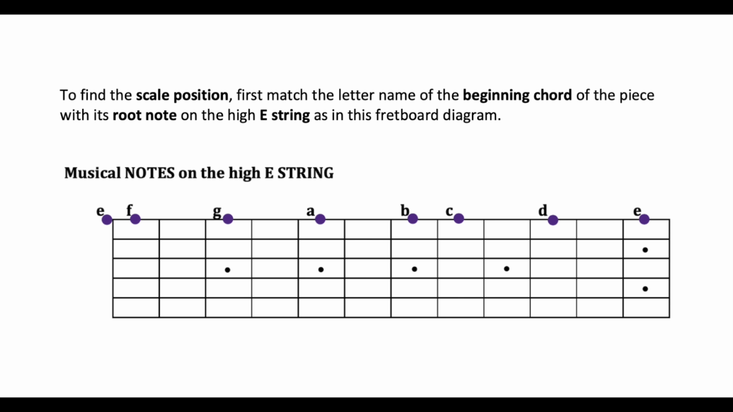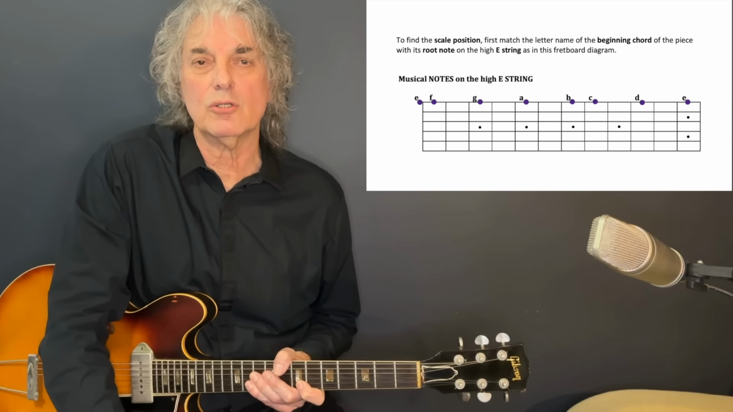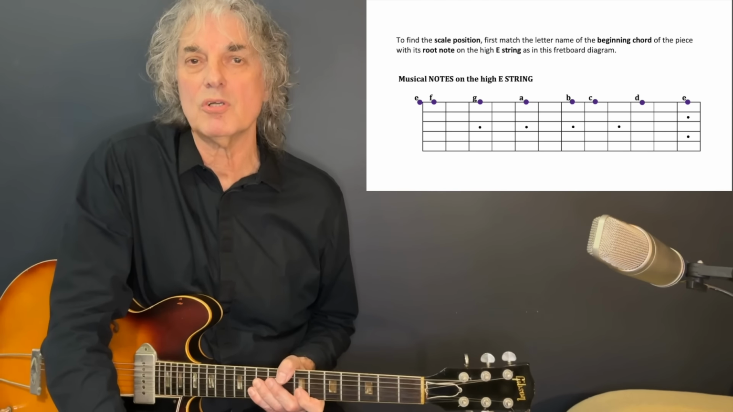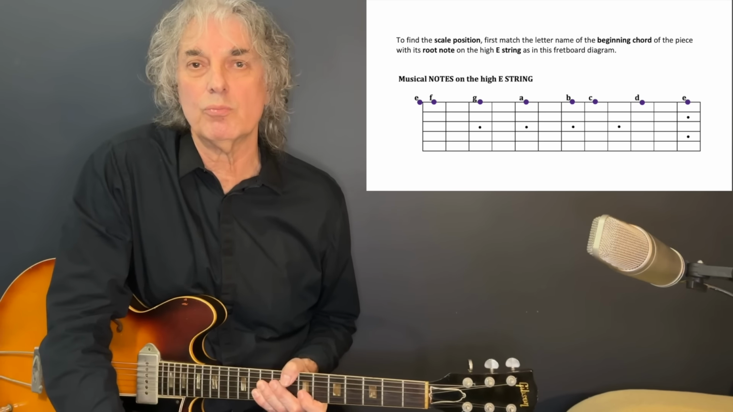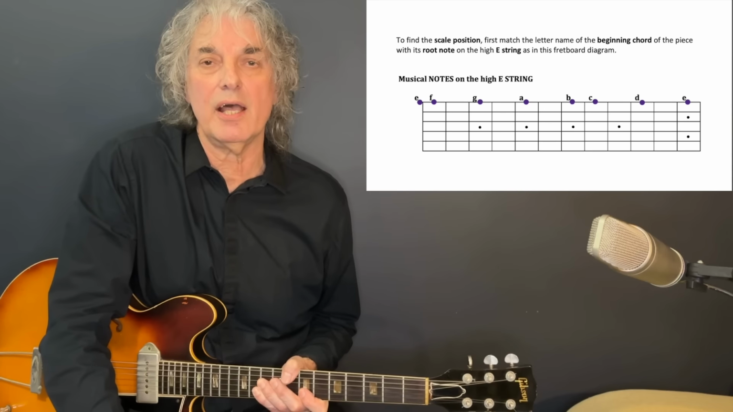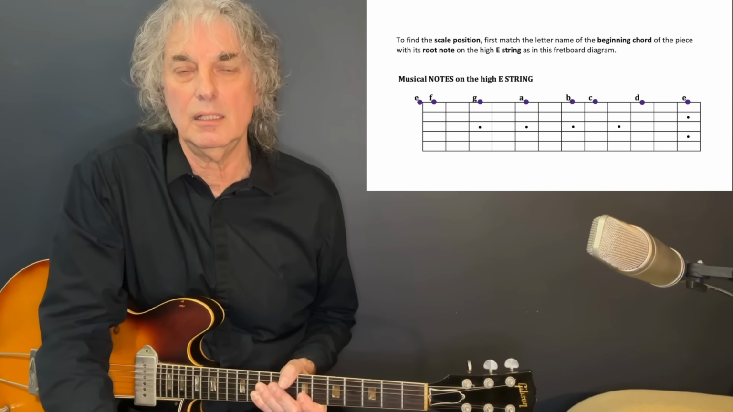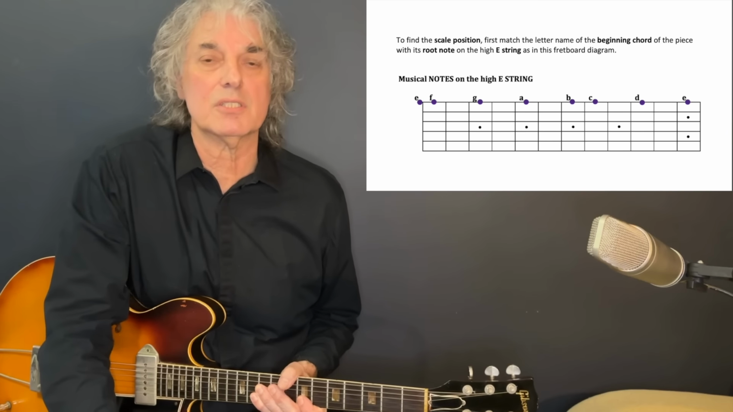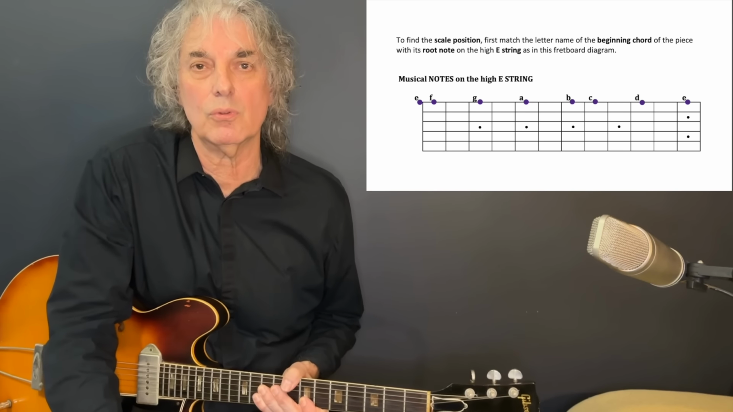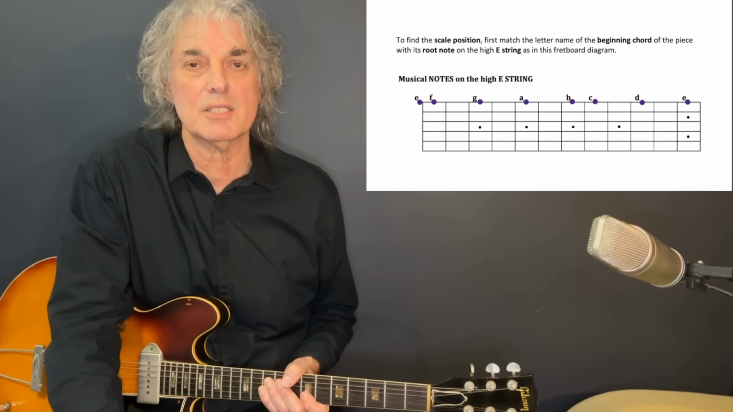To find the scale position, first match the letter name of the beginning chord of the piece with its root note on the high E string, as in this fretboard diagram. Depending if the starting chord is minor or major, a box pentatonic shape is formed on 2 strings up or down from the root note. More notes will be added later, and here are some examples for an A minor chord and a C major chord.